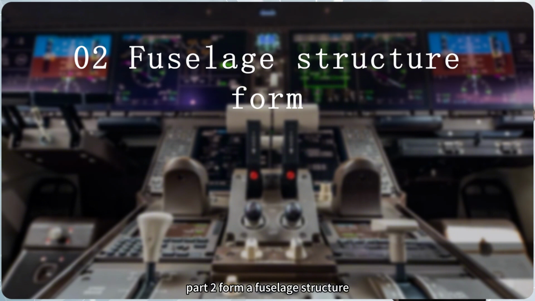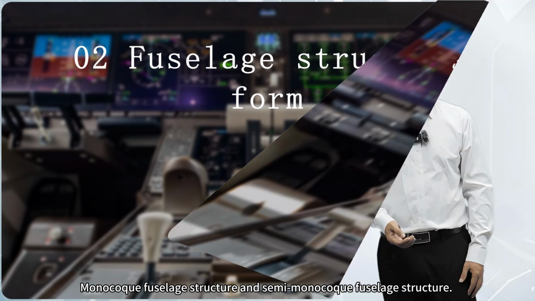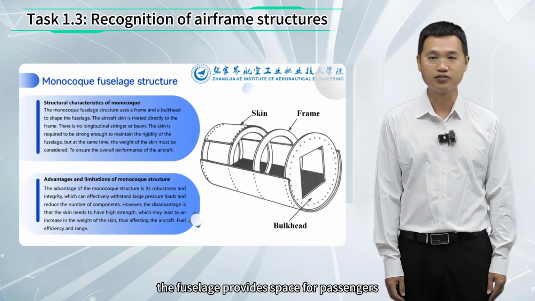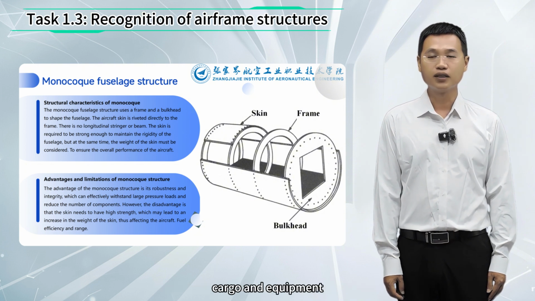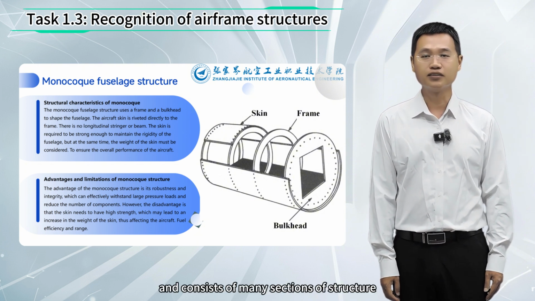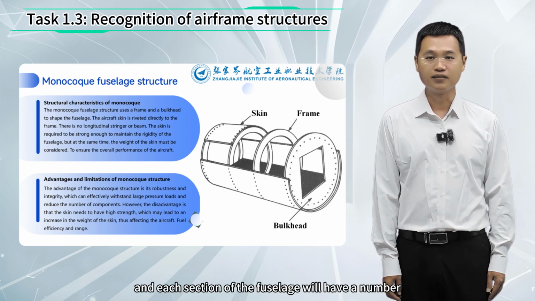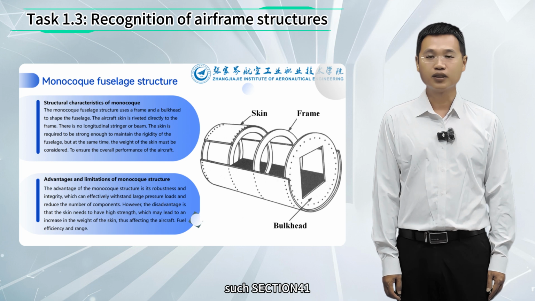Part 2, form of fuselage structure. Fuselage, as the main torso of the aircraft, its structural design is crucial. At present, there are two main basic structural forms, monocoque fuselage structure and semi-monocoque fuselage structure. Monocoque fuselage structure. The fuselage provides space for passengers, cargo, and equipment, and consists of many sections of structure, and each section of the fuselage will have a number, such as section 41.